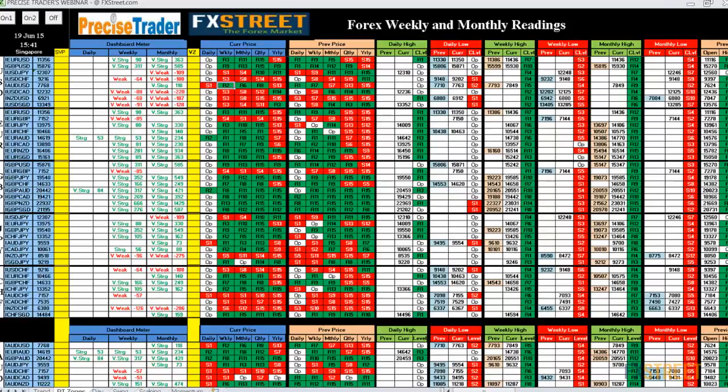This is the bird's eye view of the market on all the 36 crosses. Looking at this, let's say we are looking at euro, for instance. Right now, euro is trading at 113.56. Basically, this tells me what to do.